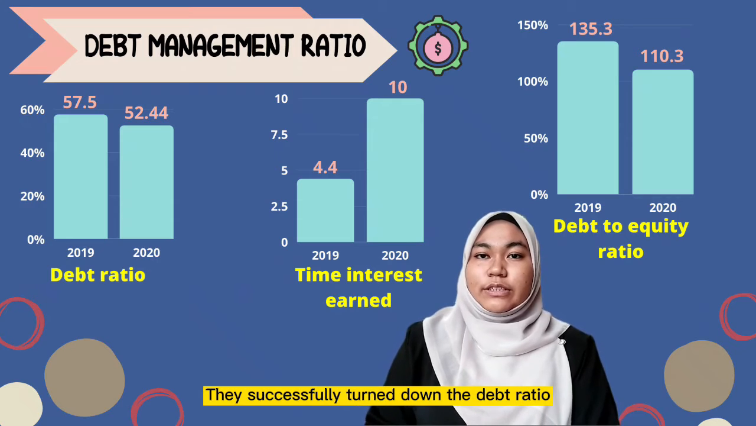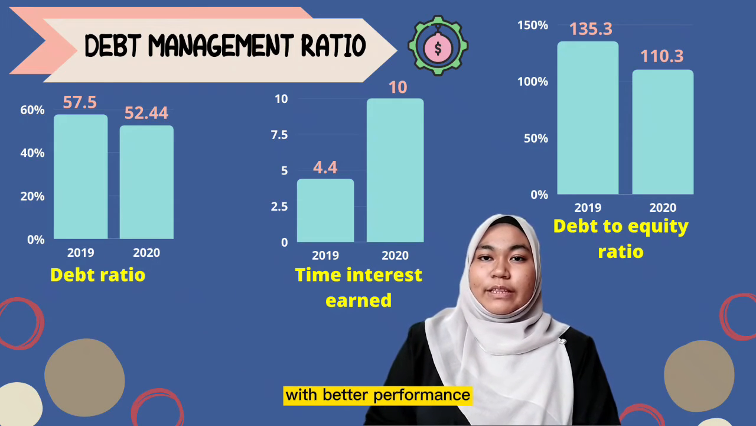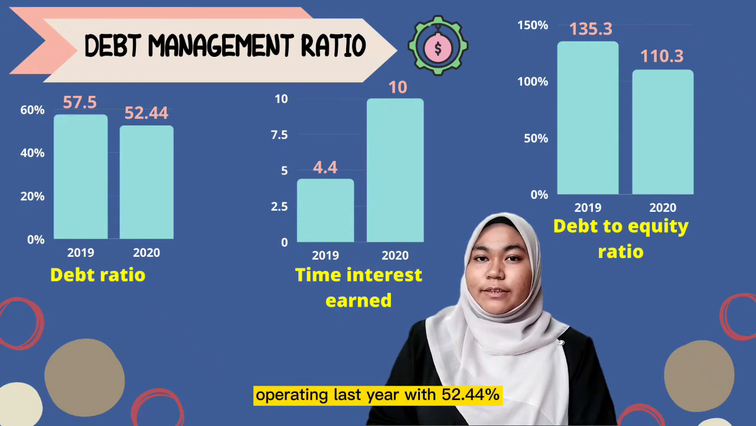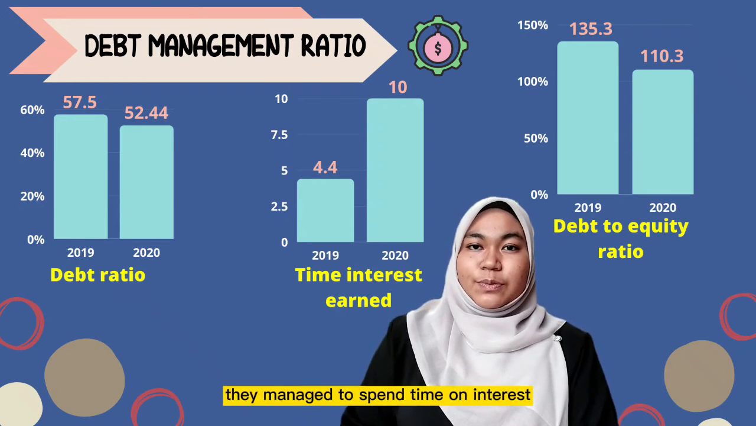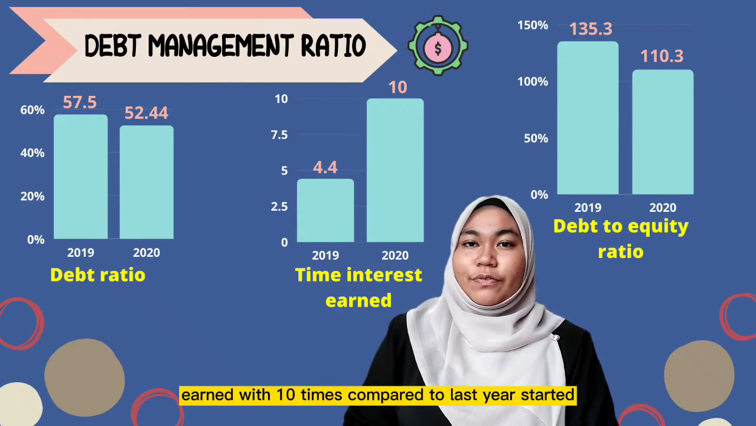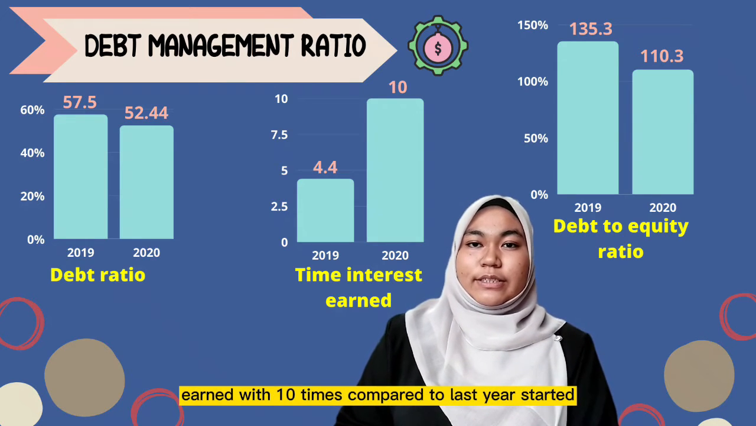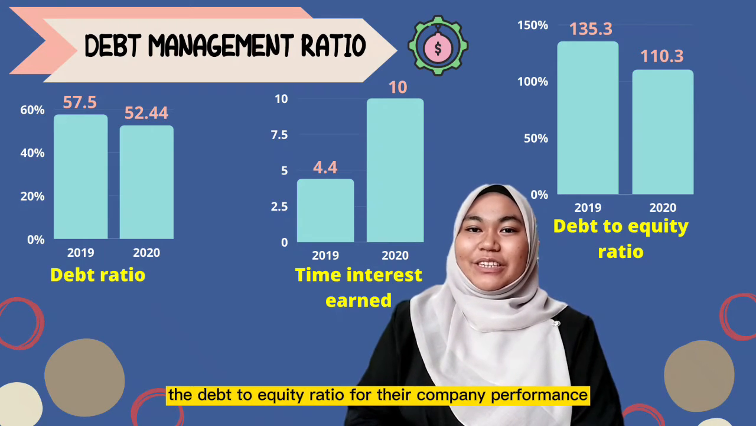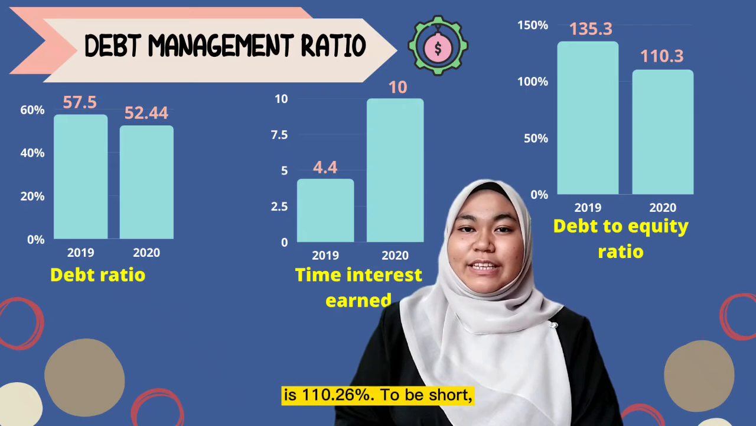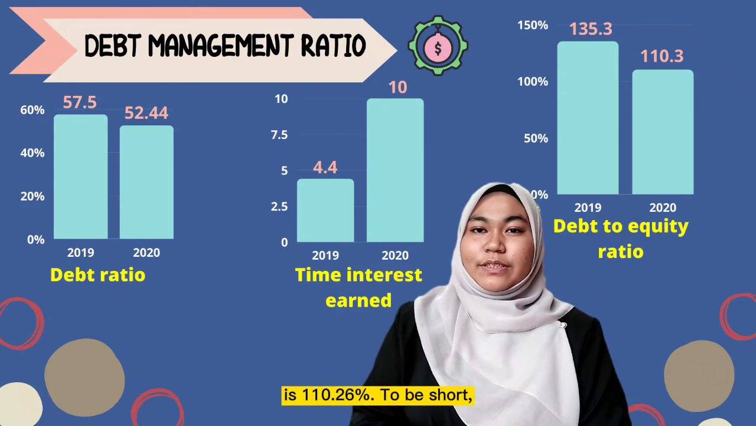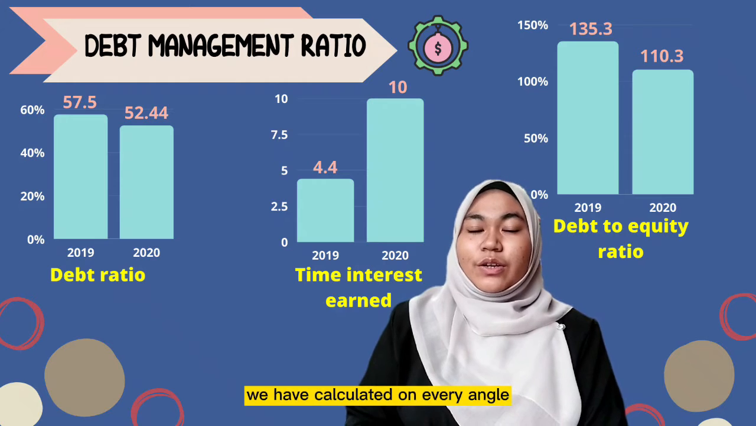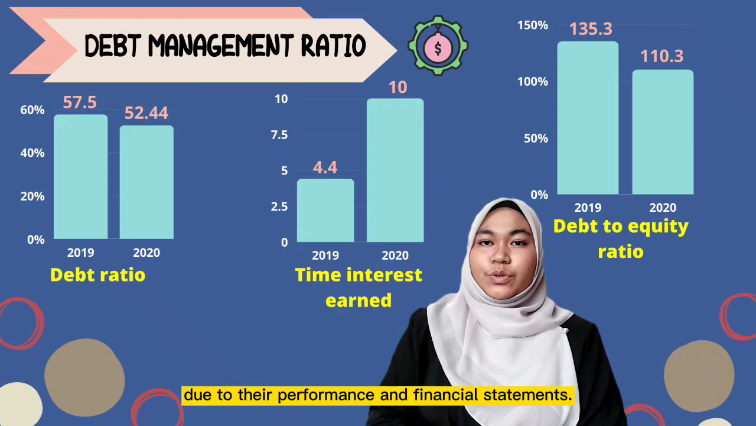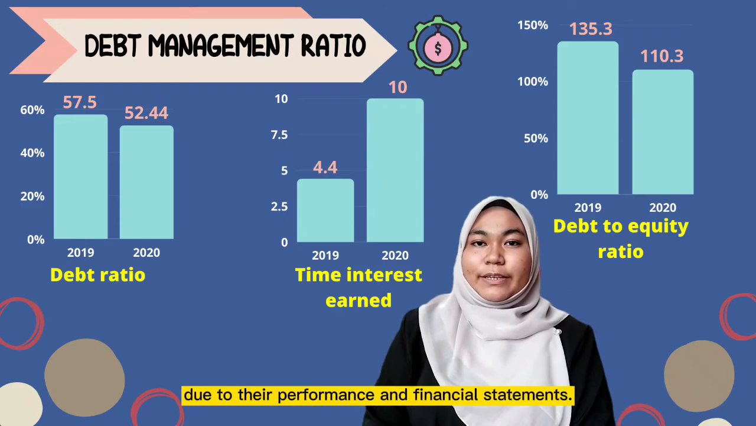They successfully brought down the debt ratio with better performance, operating last year with 52.44%. On the other hand, they managed the times interest earned at 10 times compared to last year, which started at 4.4 times. Last but not least, the debt to equity ratio for their company is 110.26%. To be short, we have calculated from every angle and we think that Mariki Berhad is in good condition due to their performance and financial statement.